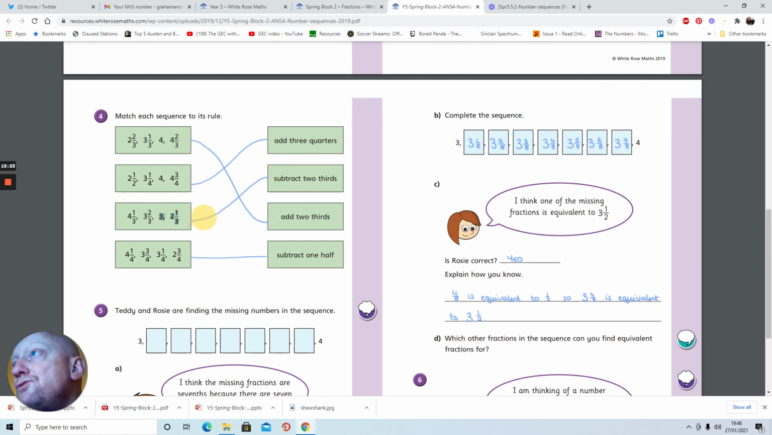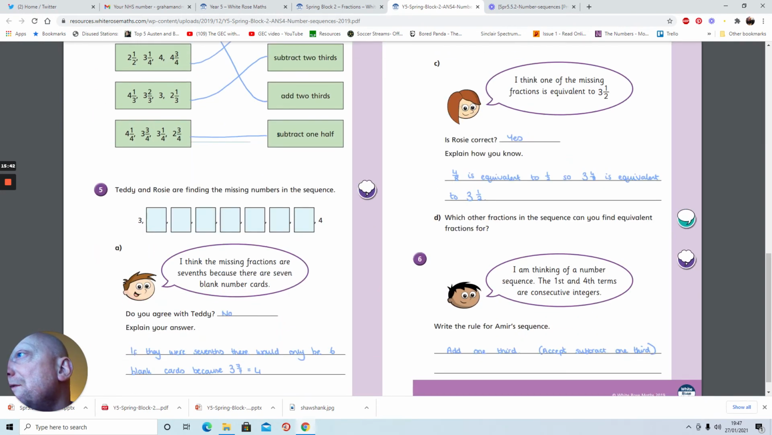So we can then go, and that should leave us with this one here. Okay, so we've got 4 1/4, 3 3/4, 3 1/4, 2 3/4, and that leaves us with subtract 1/2. That's our last one there.